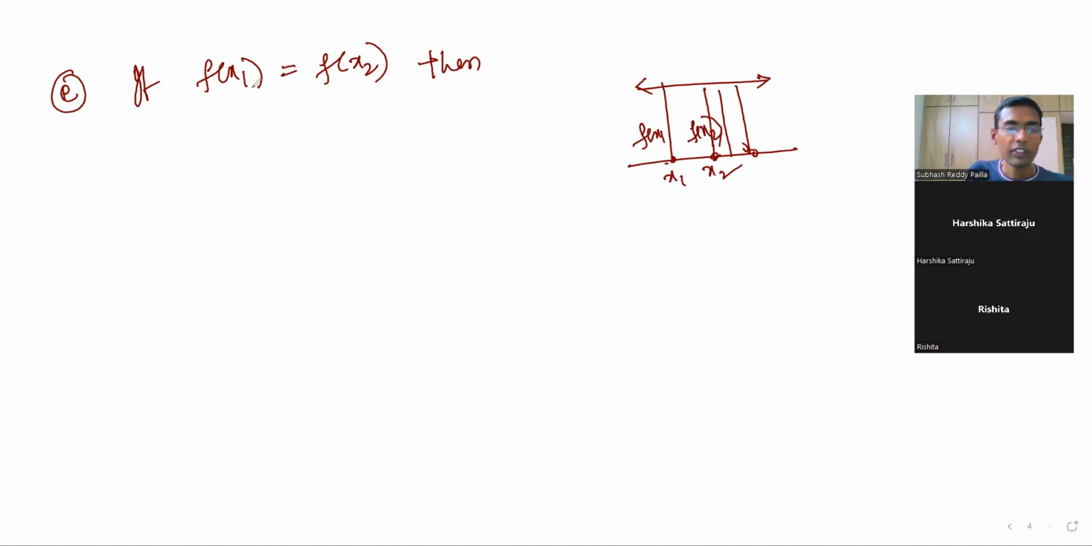This means if f of x1 equals f of x2, but we take x1 less than x2, that means what? As x value is increasing, what is happening to f of x value? If f of x value is increasing, then it's an increasing function; decreasing, it's a decreasing function, like that. Equal, then constant.